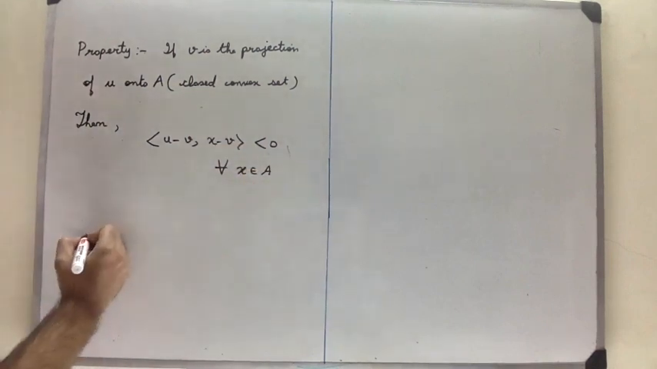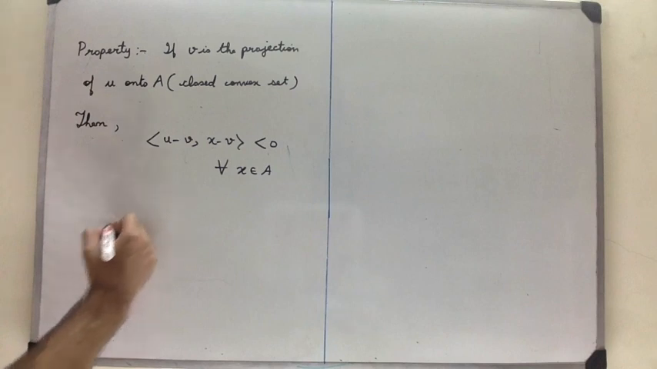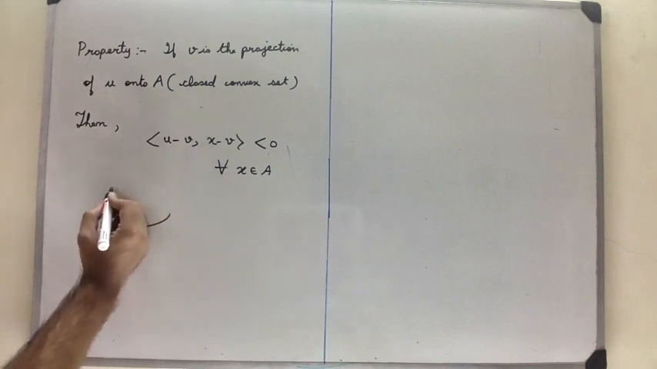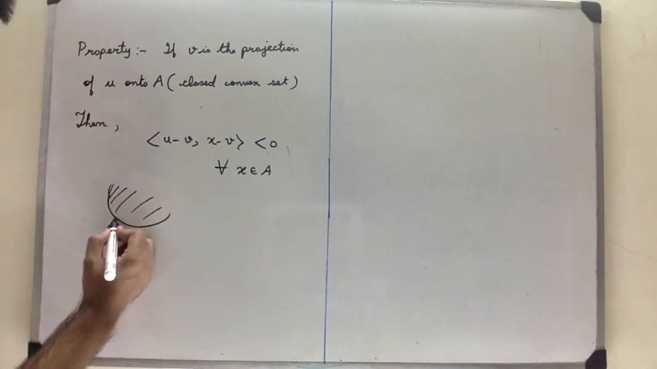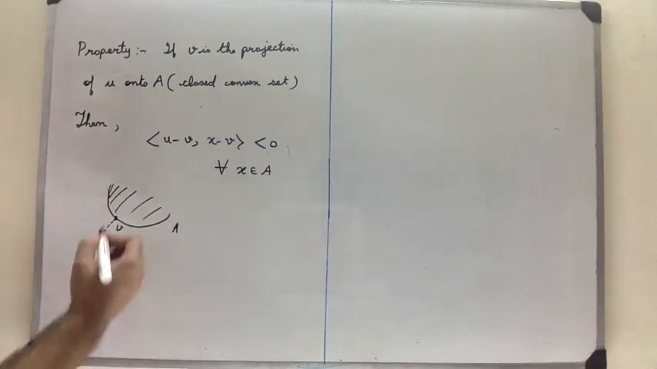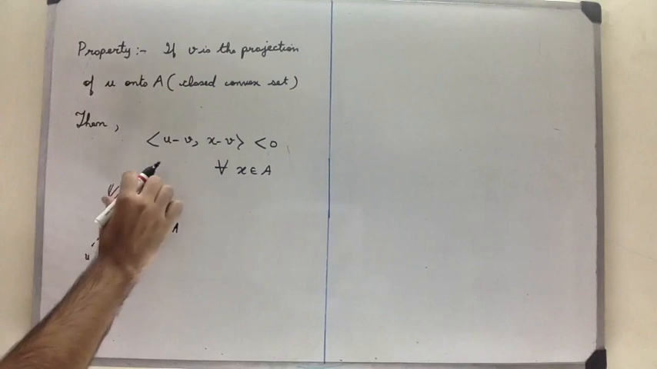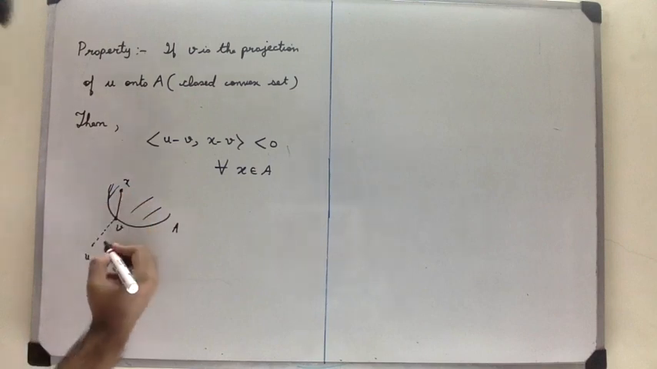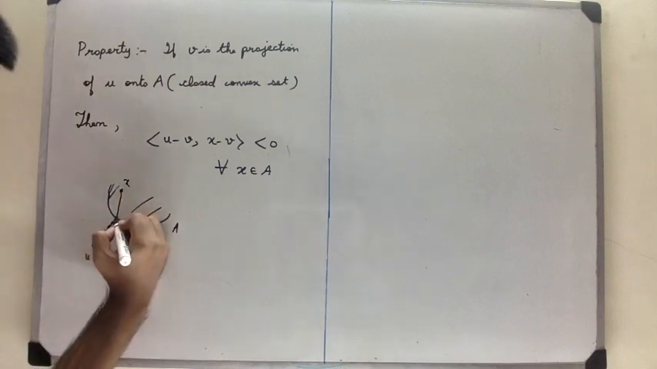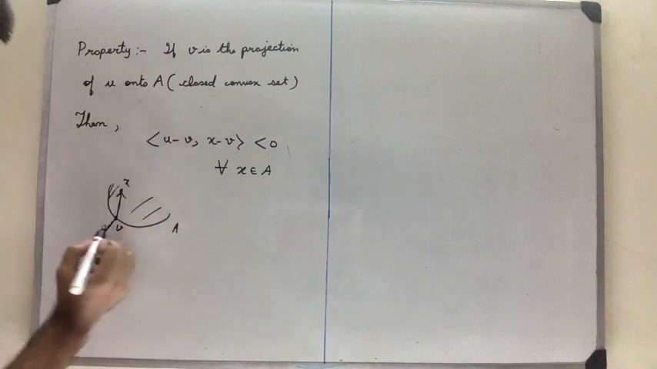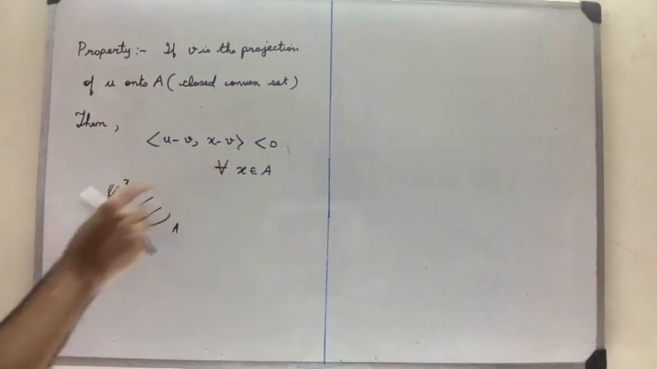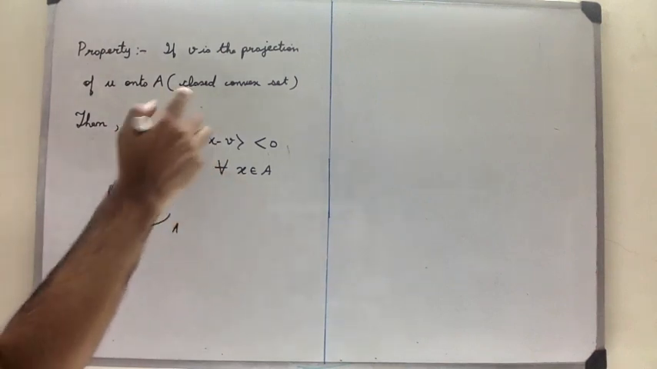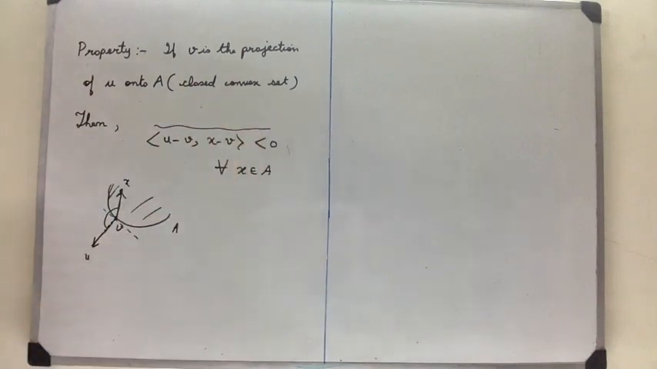So this is very easy to visualize. If you have this point U and you have this closed convex set, this will be your point V, which is closest to U. Now if you choose any point X, so this will be V minus U and this will be X minus V. You can see that they always make an angle of more than 90 degrees. Therefore, the cos of the angle between them is negative. That is essentially what this theorem is saying.